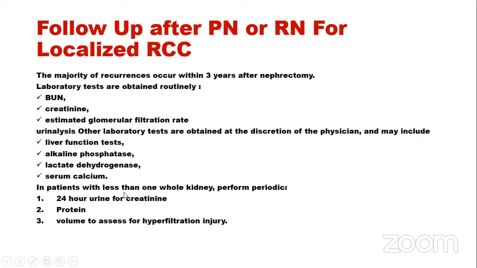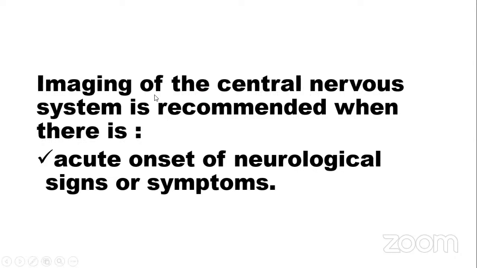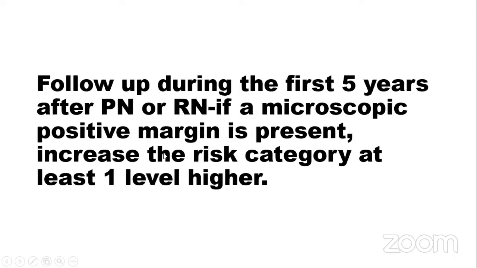In patients with less than one whole kidney, perform periodic 24-hour urine for creatinine, protein, volume to assess for hyperfiltration injury. Bone scan is recommended when the alkaline phosphatase is elevated and patient has skeletal symptoms such as pain, or other imaging suggests the presence of bone lesions. Imaging of the central nervous system is recommended when there is acute onset of neurological signs and symptoms.